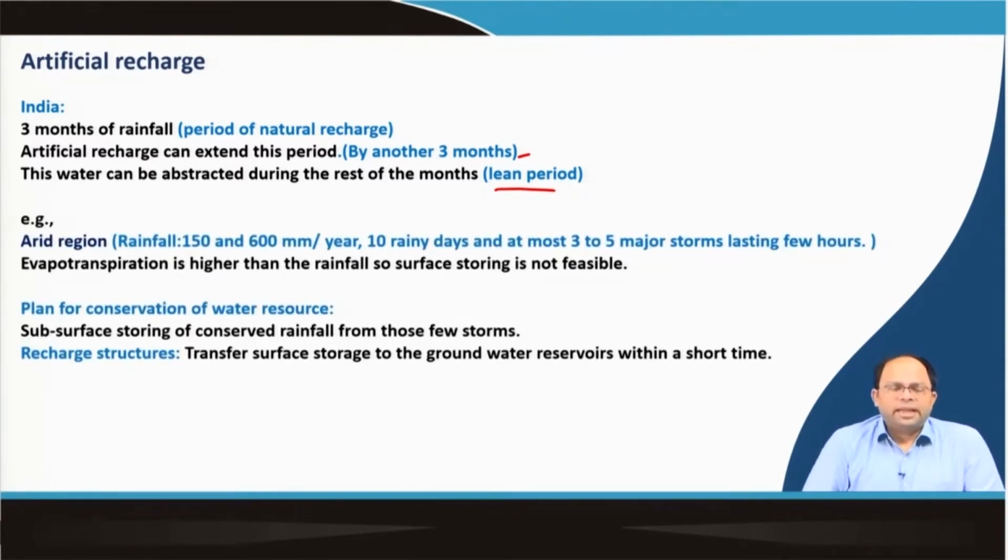Now let us see an example. For example, in arid regions of India, the total amount of rainfall is 150 to 600 millimeter per year, and usually we have only 10 rainy days and maybe 3 to 5 major storms lasting a few hours. So you now understand what storm duration and number of storm events mean, right? All of these create hydrographs. That means the water goes into a particular channel or it flows along a particular surface.